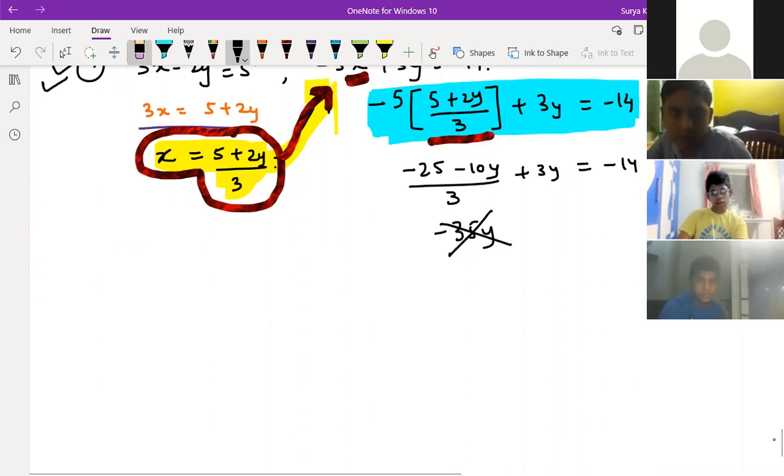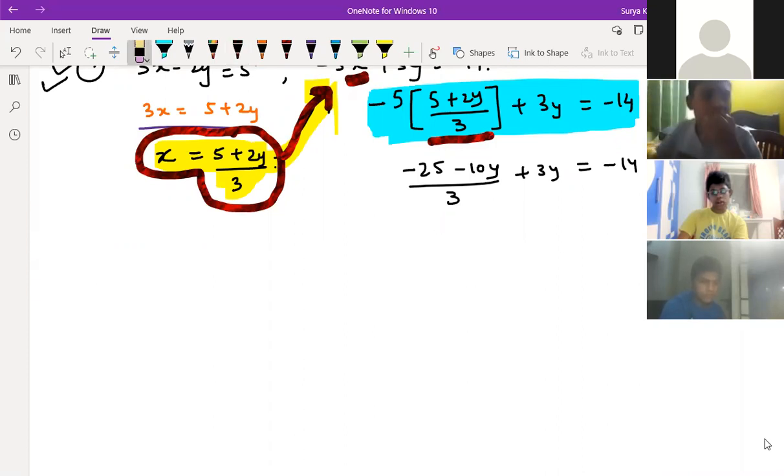This is wrong. Because see, children, here we can't add minus 25 and 10y, because this is a constant. We need to divide it into 25 by 3 minus 10y by 3. Then you have to take the LCM of the denominator. Here you should take the LCM for 3y, which becomes plus 9y and a whole divided by 3. So here 3 is the LCM. You should write the same thing.